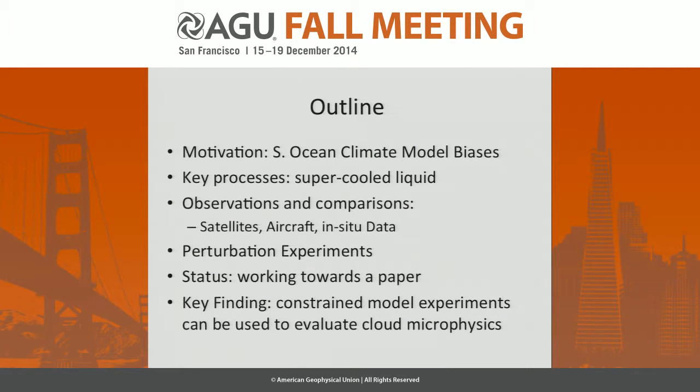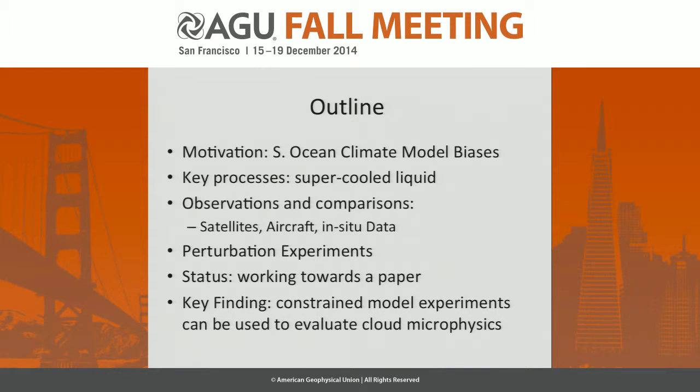So I want to talk about Southern Ocean cloud model biases a little bit. Obviously that's been discussed, and as has already been mentioned, the punchline is that supercooled liquid is a key process. I'll show some examples of aircraft in situ data and also some satellite observations. And then I'm going to look at a few perturbation experiments at the end, similar to what Graham showed about how we can improve this.